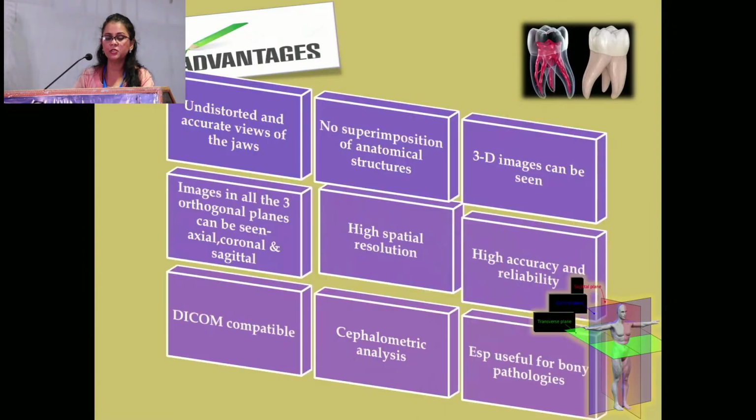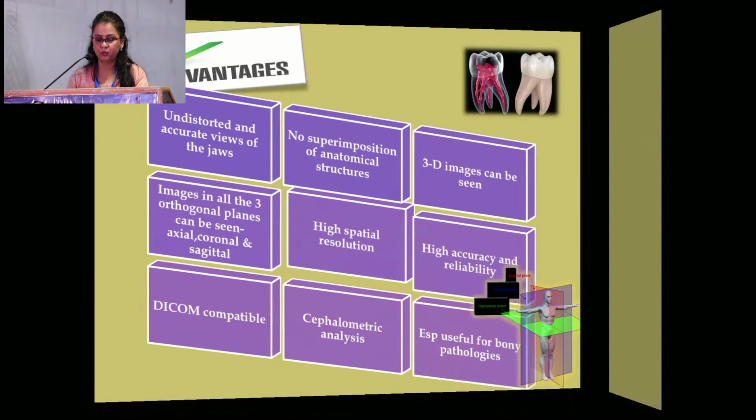The advantage is very clear: you get an undistorted and accurate view of the jaw. There is no superimposition of anatomic structures. 3D images can be seen, it's not 2D, and you can also change the various bone parameters. Cephalometric analysis can be done, but you require either a third party or an inherent software to do the analysis.